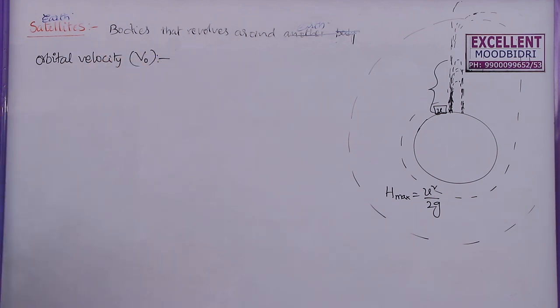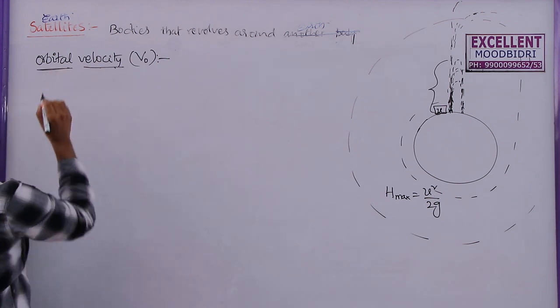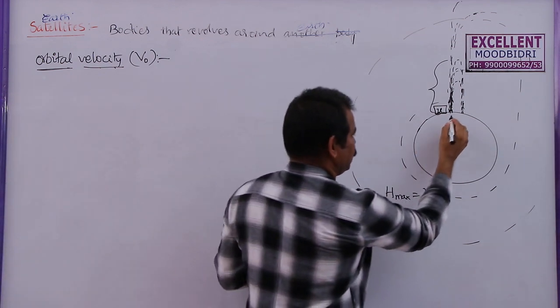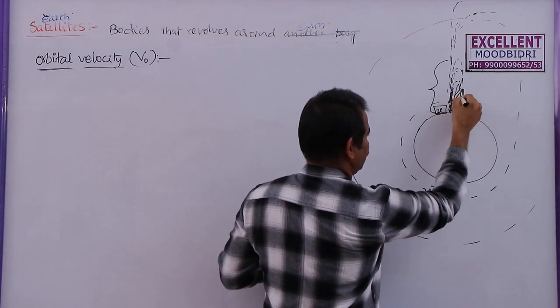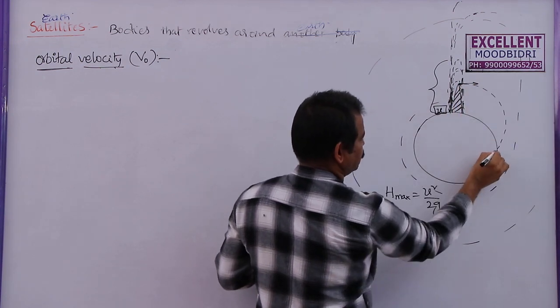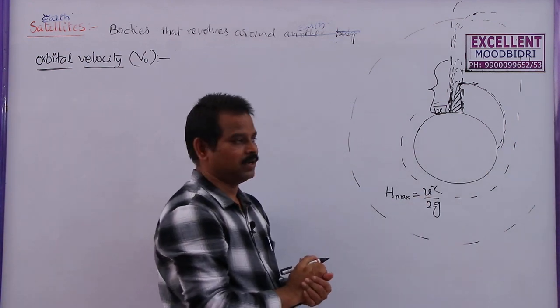So what is this orbital velocity? The velocity of a satellite in its orbit is called orbital velocity. Remember, if you take a tower here, and from the tower you throw a body horizontally, it will reach like this. It moves in a parabolic path. This we already discussed in motion in a straight line.